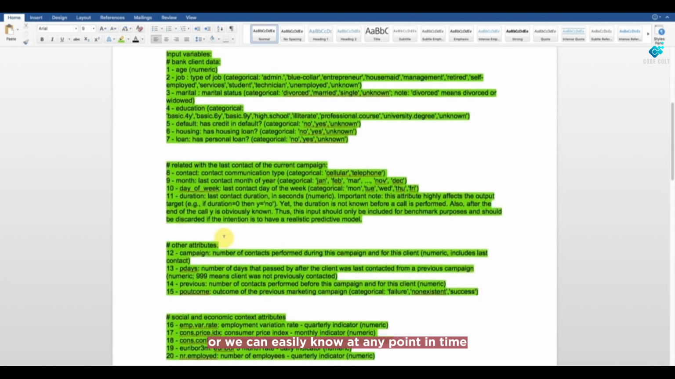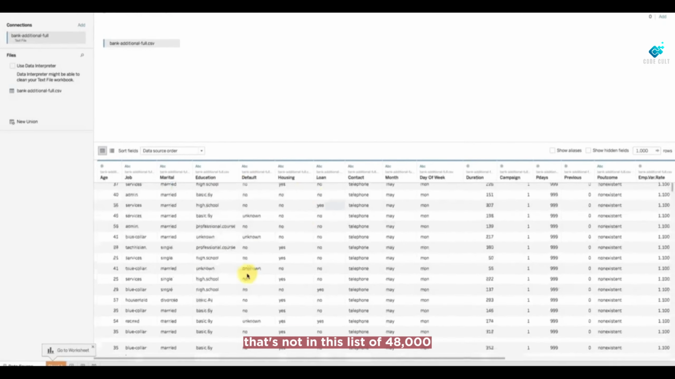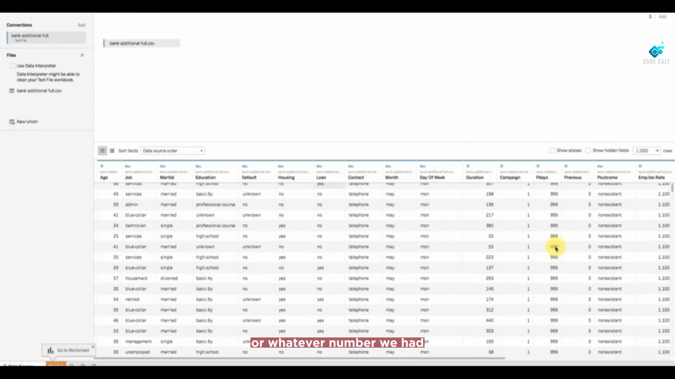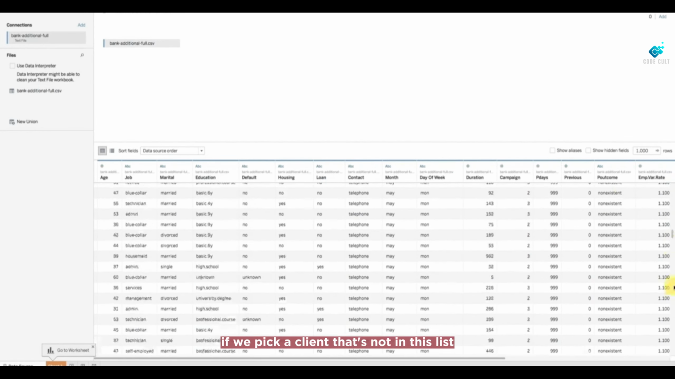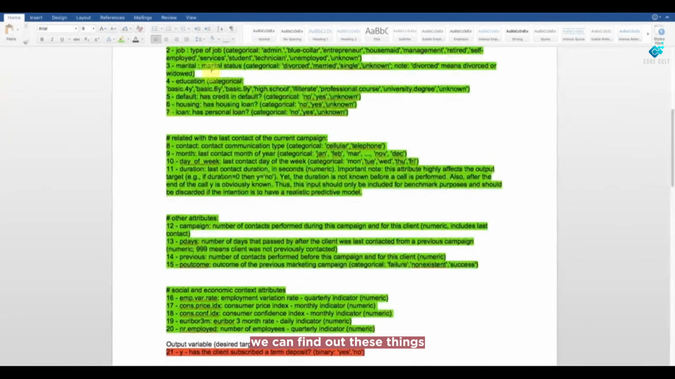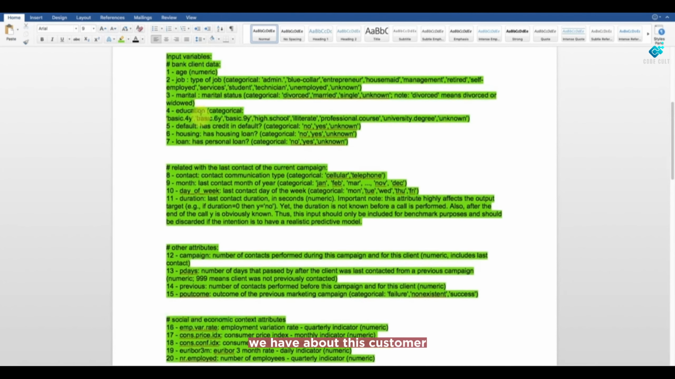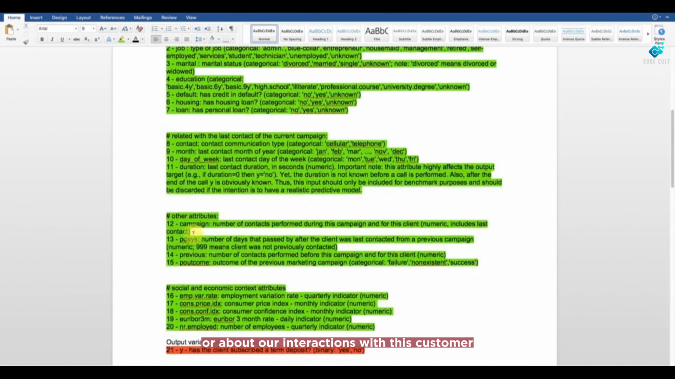And so basically, as you can imagine, these are all the things we know or can easily know at any point in time. Like if tomorrow we pick another client that's not in this list of 48,000 or whatever number we had, then very easily we can find out these things. We can just look at the information on file that we have about this customer or about our interactions with this customer.